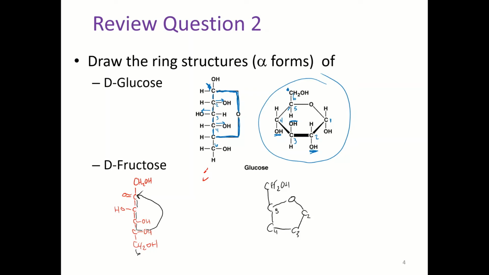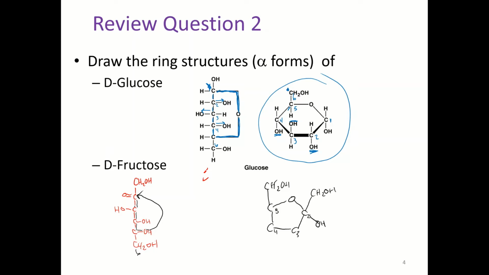Okay, now we need to tell, what anomer is this? It's the alpha anomer. So what does that mean? It means that the OH group at the anomeric carbon is in trans form with the CH2OH group at carbon 6. So the OH group is going to be pointing down in this alpha anomer, and our carbon 1 CH2OH group will be pointing up.